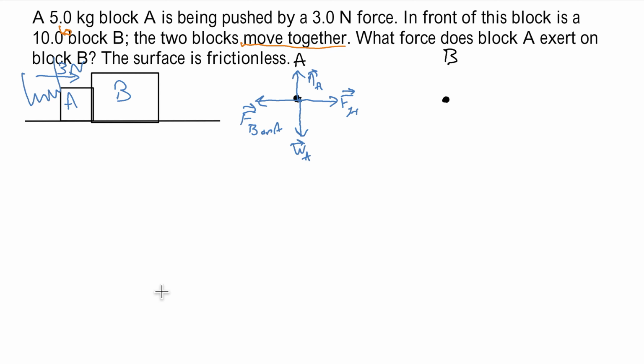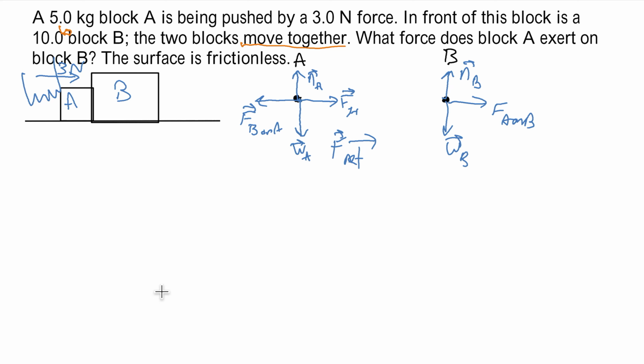Block B, what do we have? Weight, normal force. Okay, weight down, W sub B. Normal force up, N sub B. Now what? You got force to the right, which is a force A on B. And to the left would be B on A, wouldn't it? No, there's no other force acting on it.